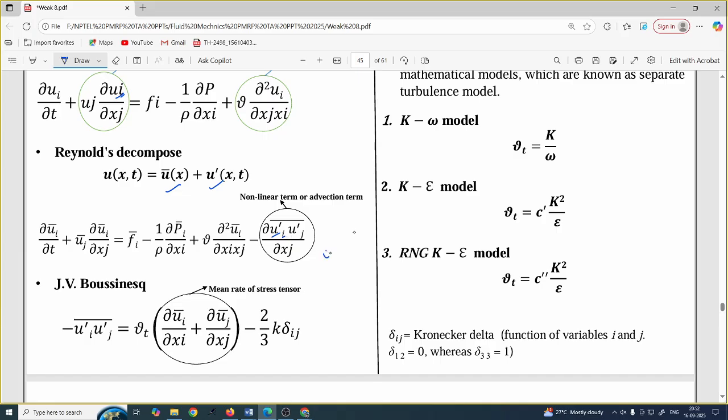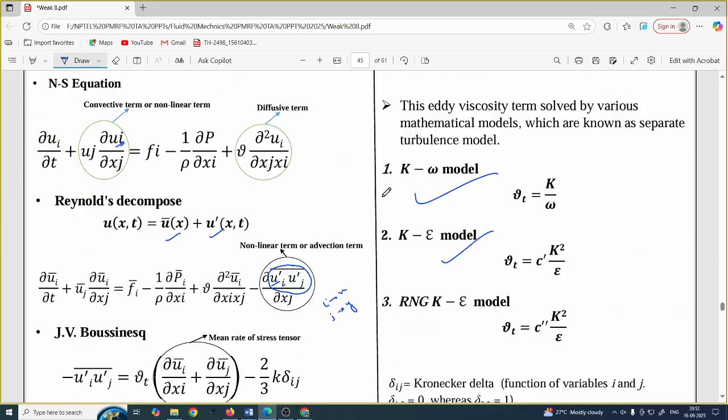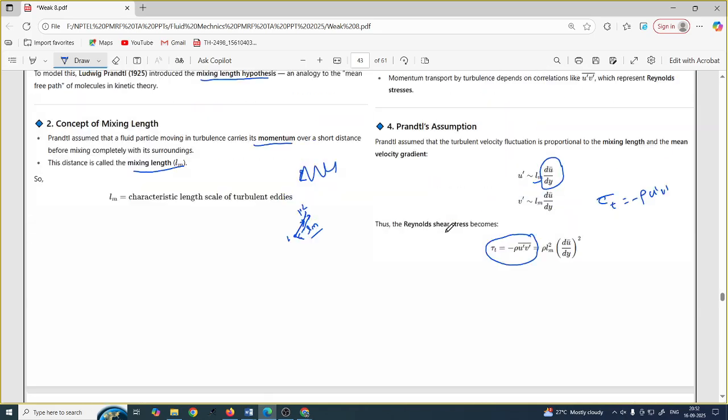Or you can say if i corresponds to x and j corresponds to y, so velocity in the x direction, velocity fluctuation. For modeling of this, because you don't know how much this is, there are a lot of assumptions and a lot of models developed. But the Prandtl model also lets you calculate the fluctuation in the x component and the fluctuation in the y component.